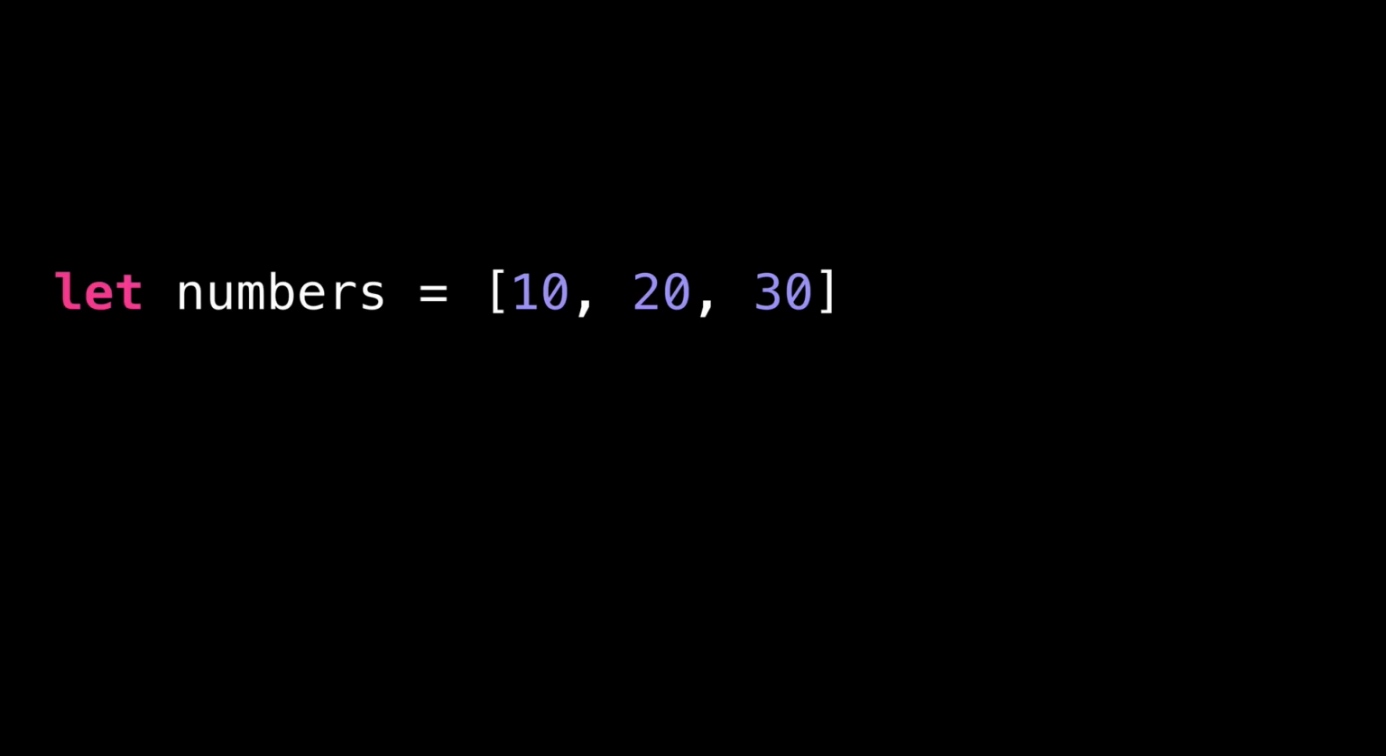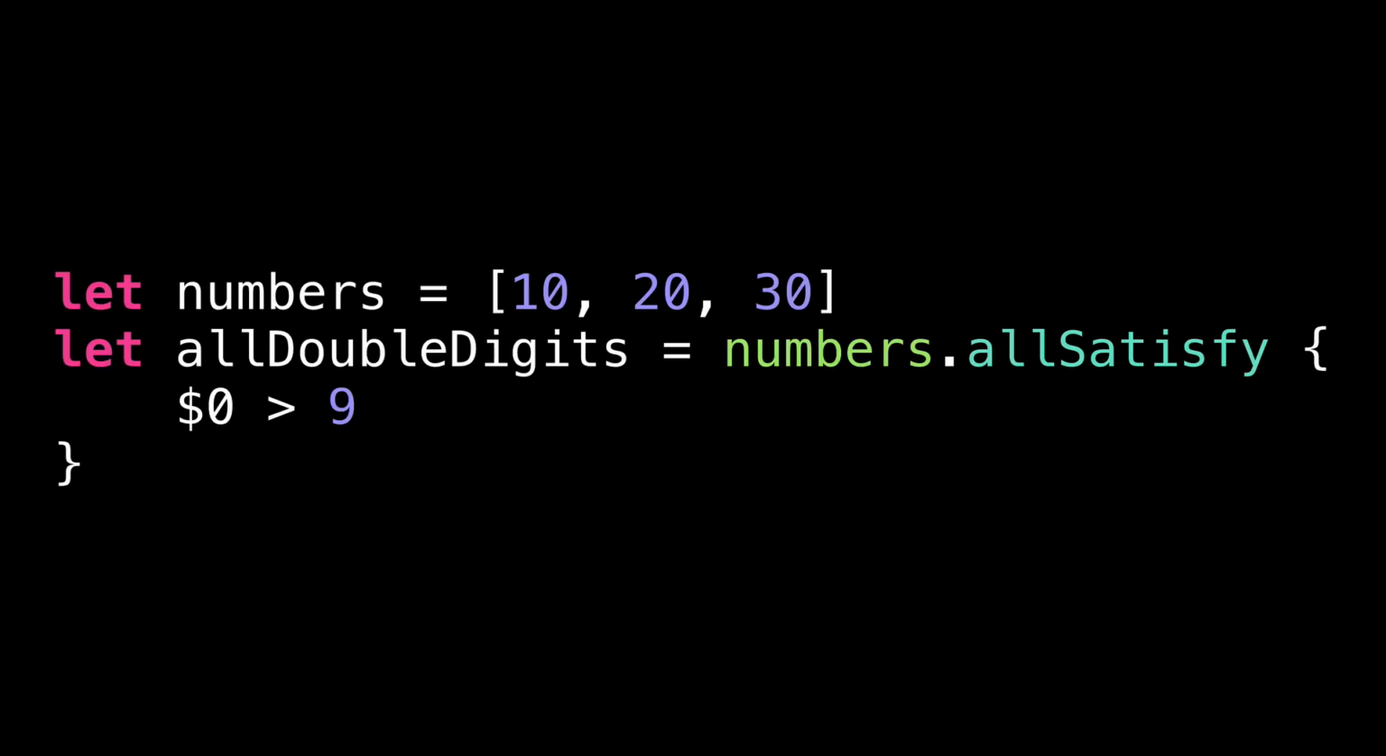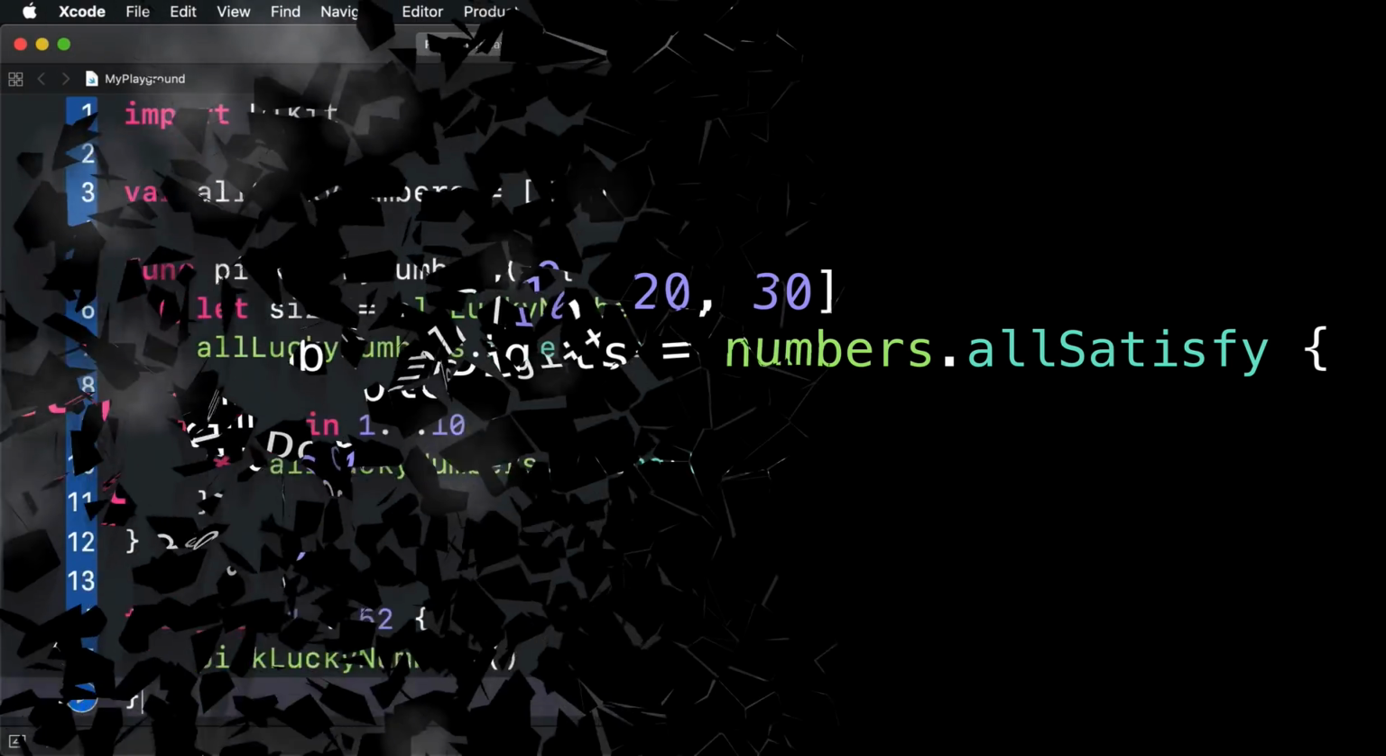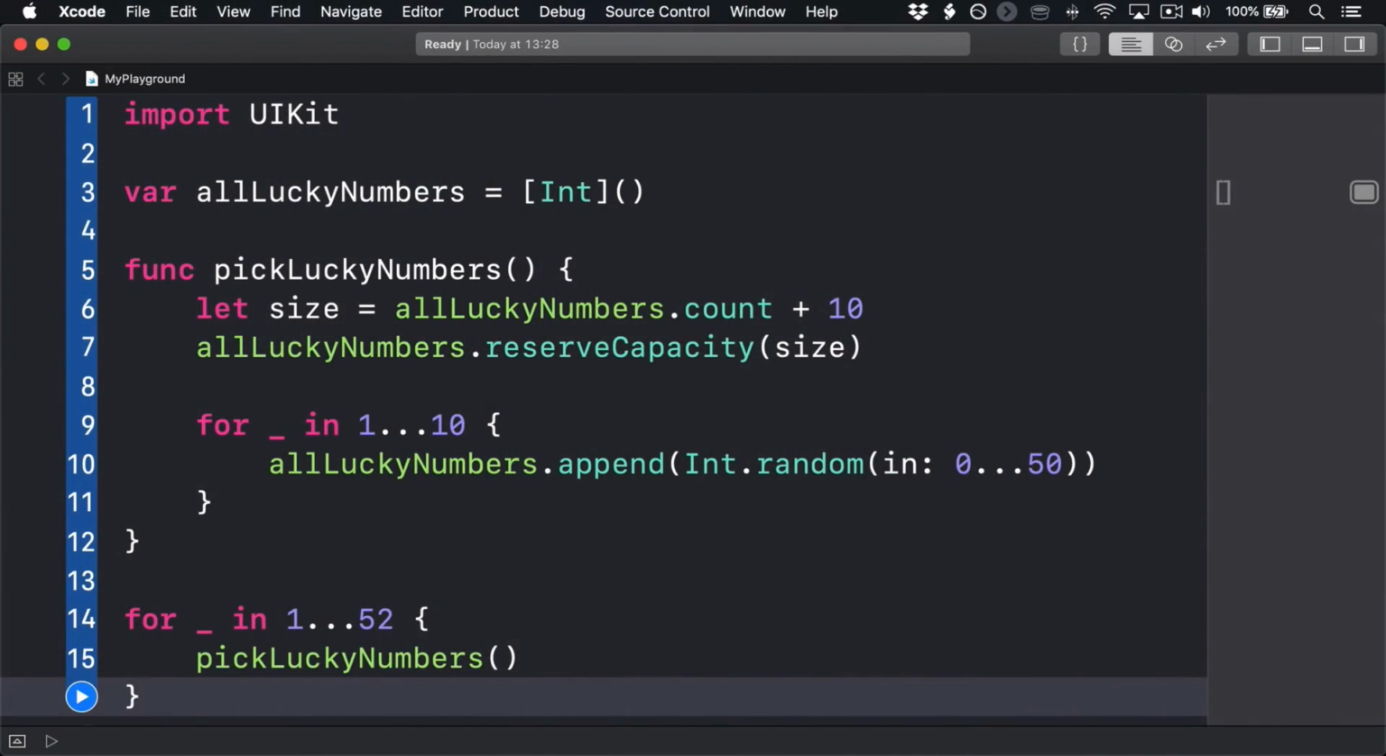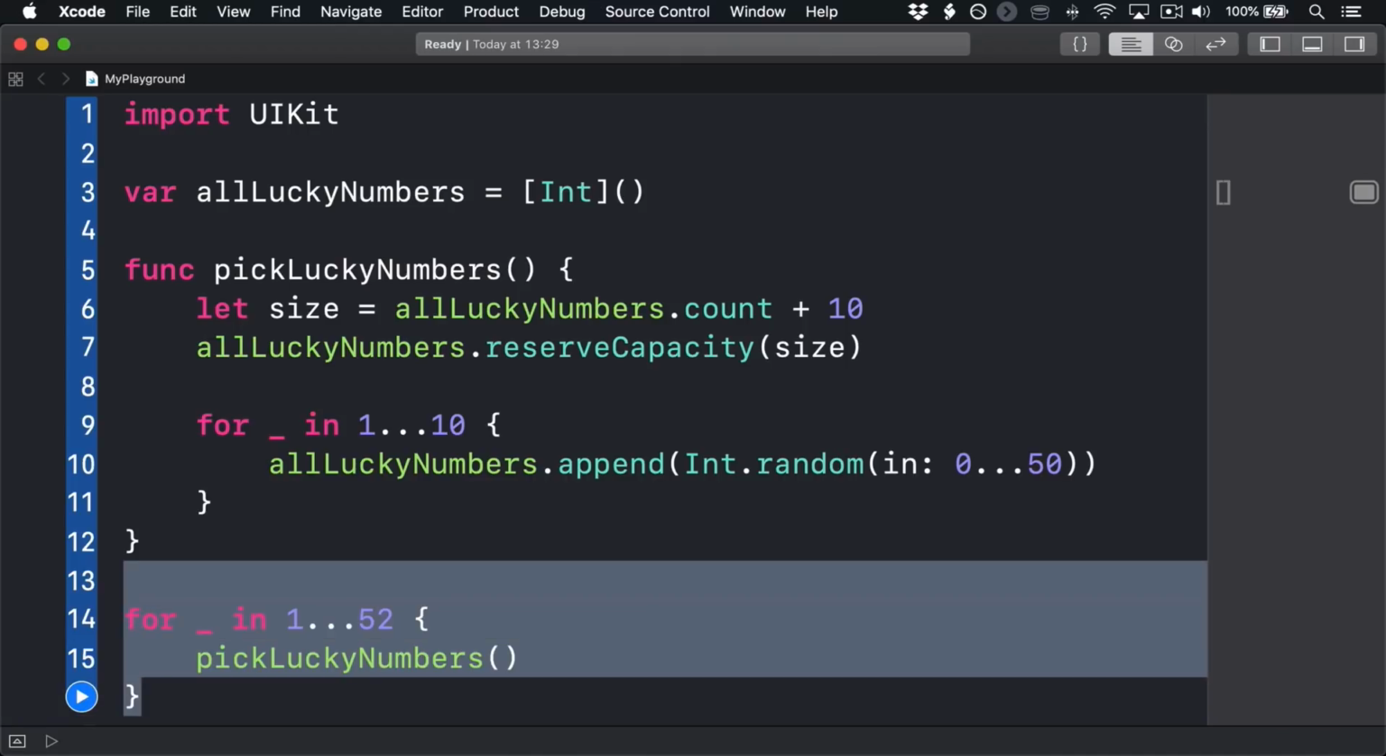Let's move on. Here's an array of numbers, 10, 20, 30. We can check that all these things are greater than 9. Are they all double digits? By saying, let allDoubleDigits = numbers.allSatisfy { $0 > 9 }. And again, how would us mere mortals code the allSatisfy method? Well, back in the playground, let's have a look. Let's scrap this code.